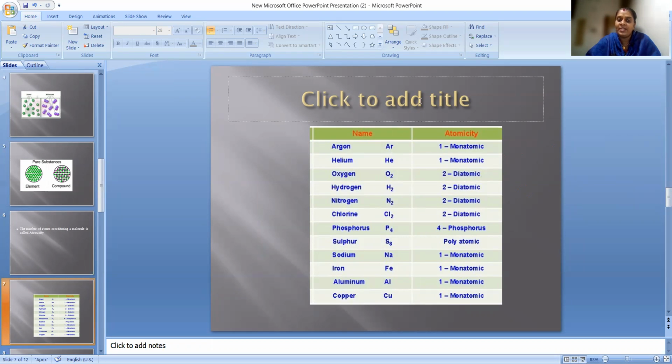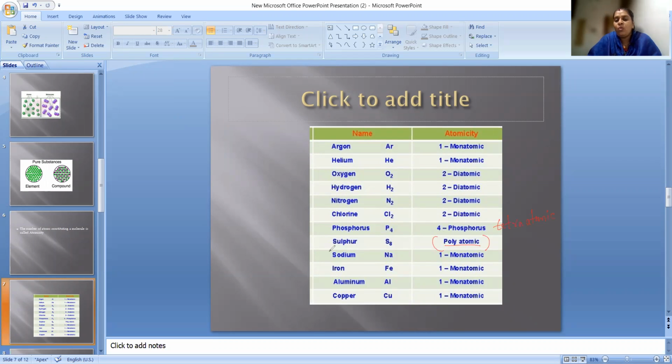If you take phosphorus, phosphorus has 4 atoms inside the molecule. So this is called tetraatomic. If there are more than 4 atoms in a molecule, then they are called polyatomic. For example, the case of sulfur. If you are taking sulfur, sulfur has 8 atoms inside the molecule, so it is called polyatomic.